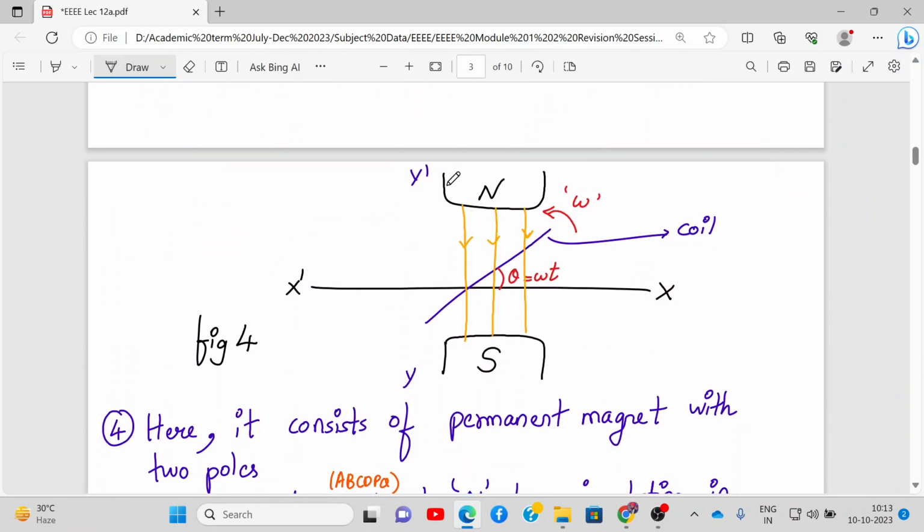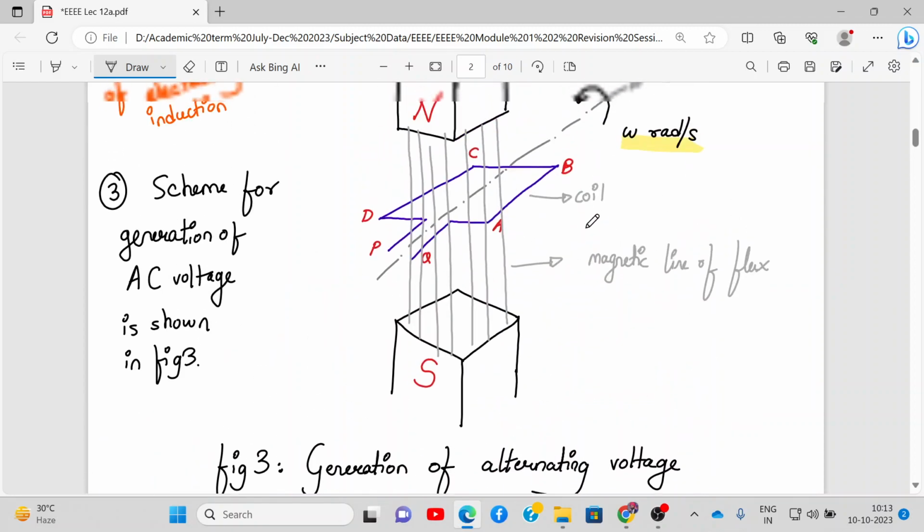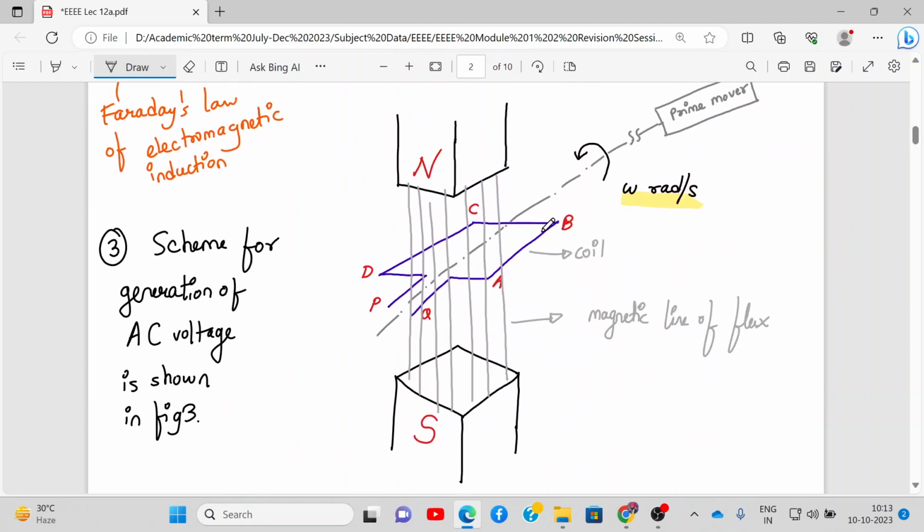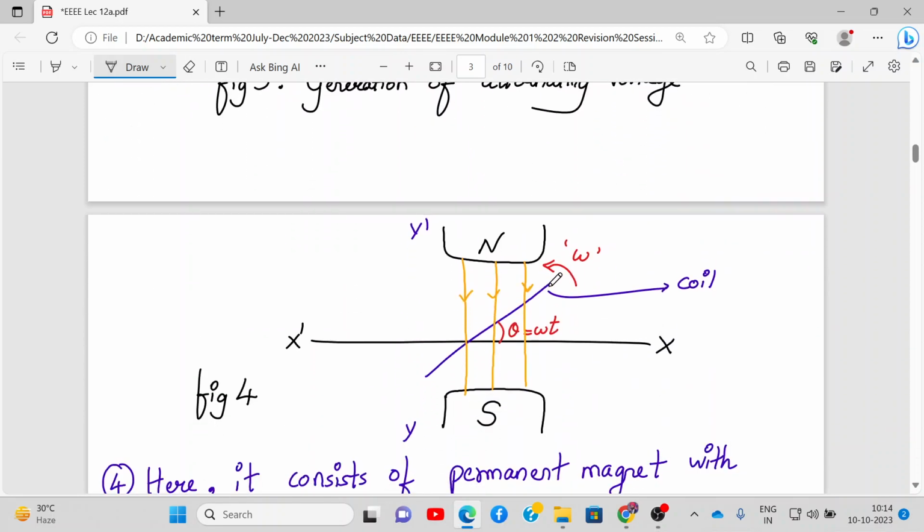What I have shown is the 2D picture of it, the front view of it. So you only see from the front side only a strip. These are the magnetic lines of flux which are shown in orange color, from north pole to south pole. We have marked the direction, the axis as y dash, and x dash is the x axis.